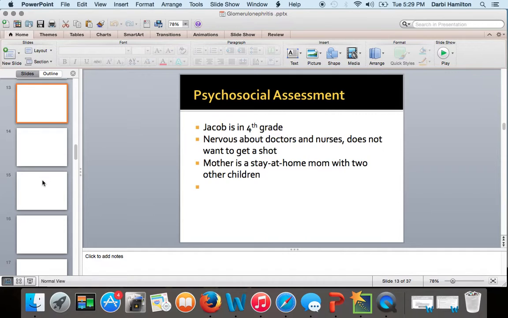On the psychosocial assessment, Jacob is in 4th grade. He's nervous about doctors and nurses and does not want to get a shot. His mother is a stay-at-home mom with 2 other children.